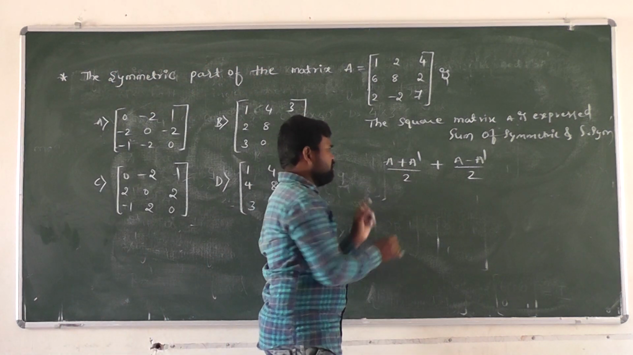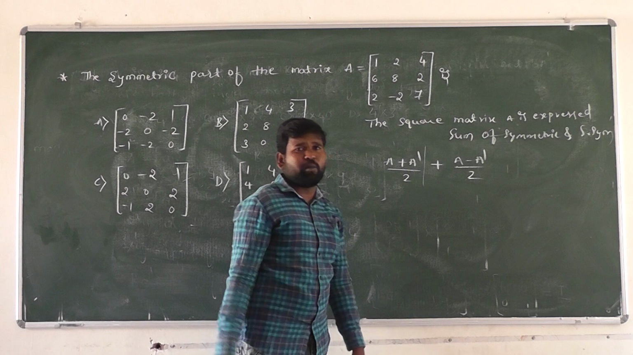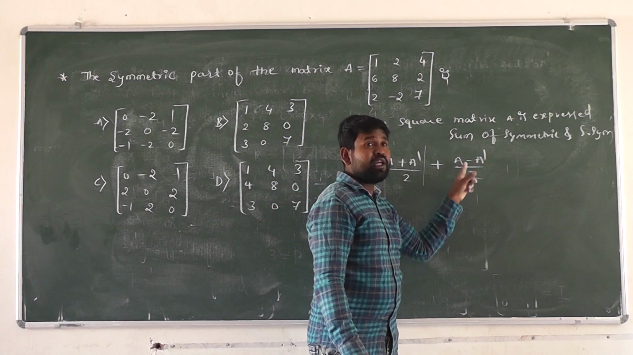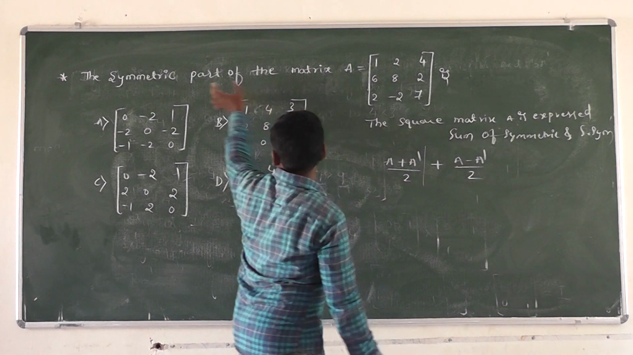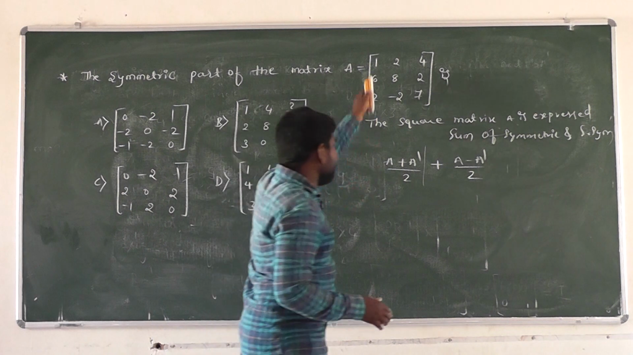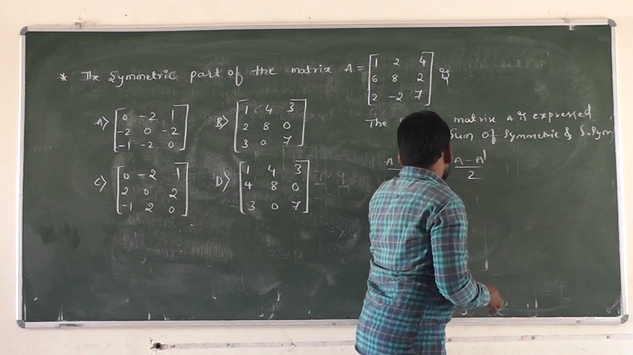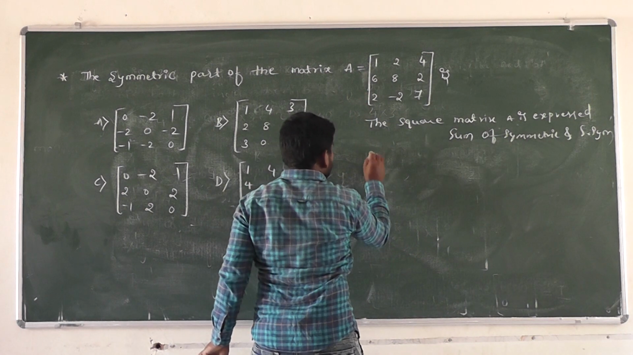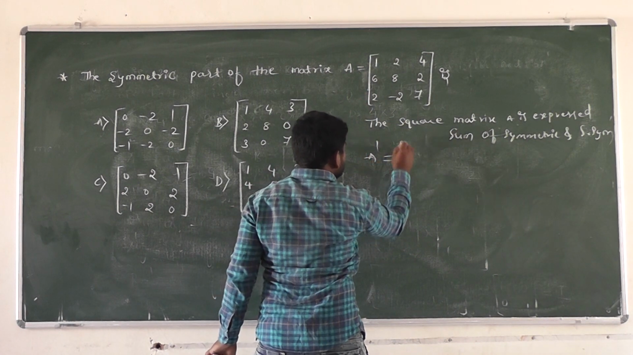Which one is the symmetric part of the matrix here? A plus A transpose divided by 2 is the symmetric part. And here A minus A transpose divided by 2 is nothing but the skew symmetric part. But the question asks only for the symmetric part here. Right? Then matrix A is given here already. First we have to find A transpose.